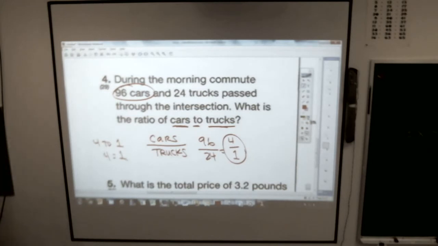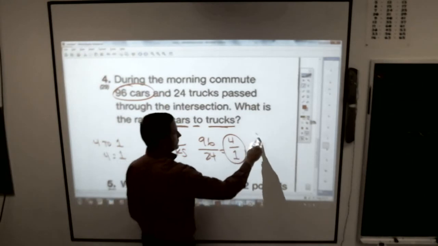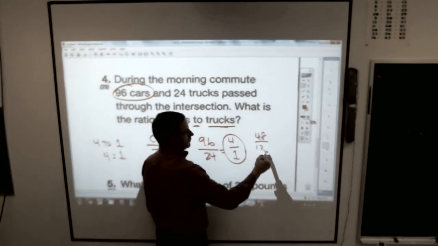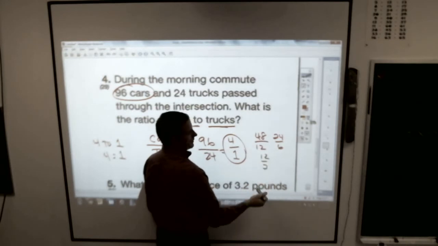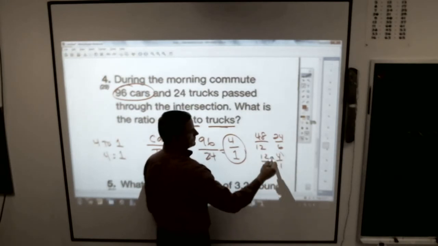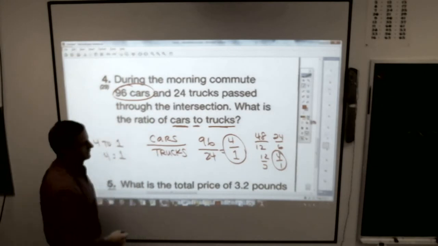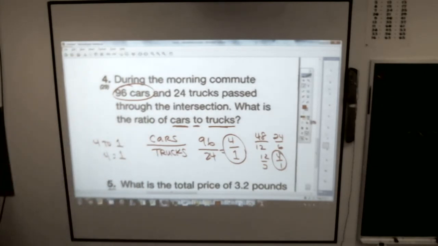What did you do, Parker? What did you get for an answer? I got 9 over 2, which I'm guessing means your division was bad. Did you get 96 over 24? Cut them both in half, you get 48 over 12. Cut them both in half, you get 24 over 6. Cut them both in half, you get 12 over 3. Divide them both by 3, you get 4 over 1. It might be worth the time to do it a couple of times.